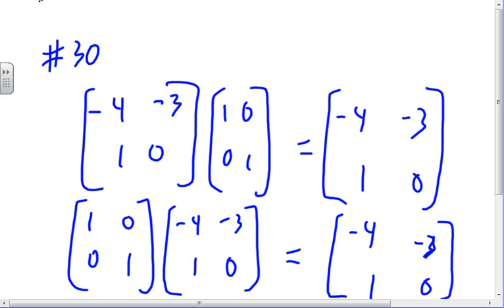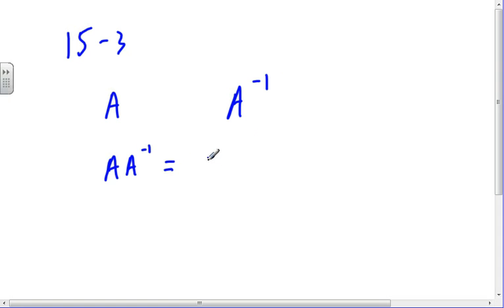Well, let's move on to 15.3. So I've got a matrix, and I've got its inverse. If I take A inverse times A, I'm going to get the identity matrix. And if I take A times A inverse, I'm going to get the identity matrix. So the inverse of the matrix A has to be something such that if I multiply it times A, either before or after, I end up with the identity matrix. That's what I have to do.